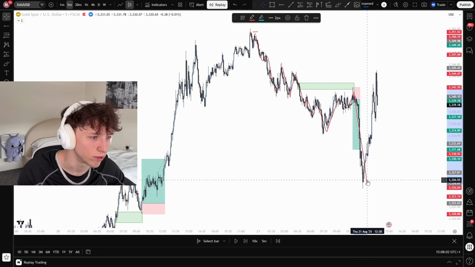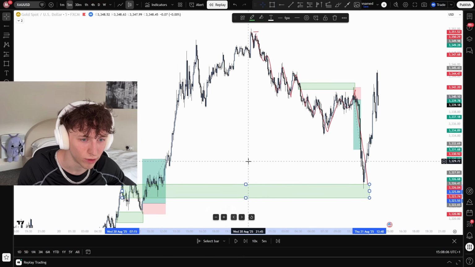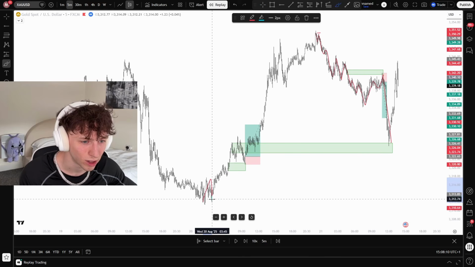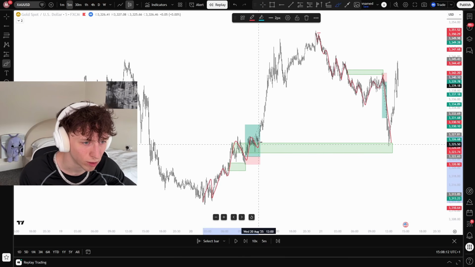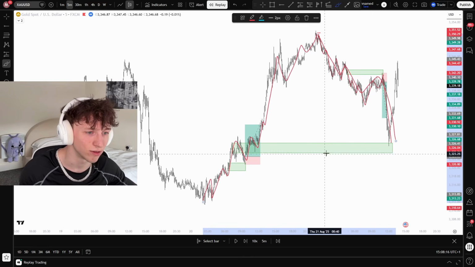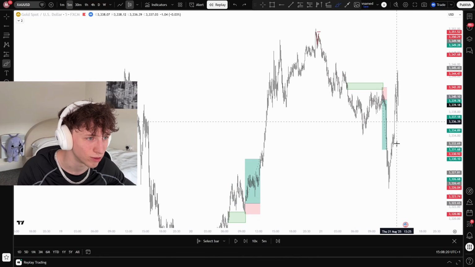where do we react from before we start getting a crazy reaction? Well, we react from the bottom of this area. This is the structure level that I'm talking about. Literally, when I mark it out, this is where I'm going to mark everything. And this is the most clear structure level when we come down. And if we react from this before coming up to a supply zone, I'm not going to take it.